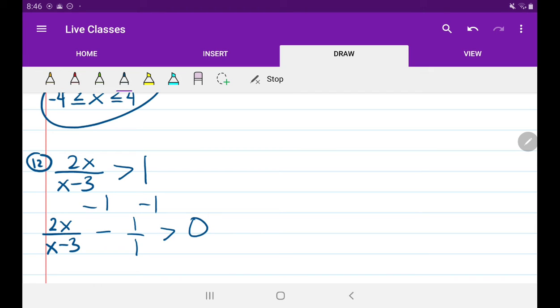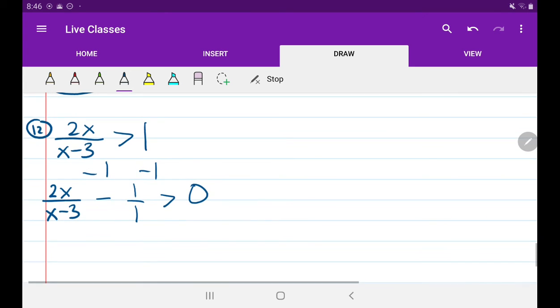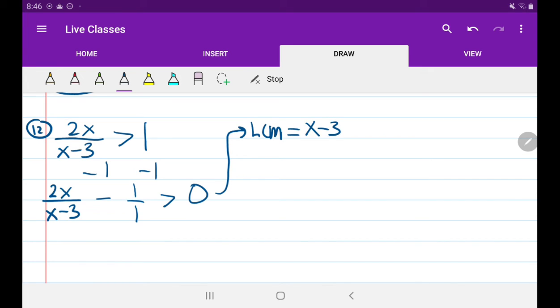Now, if we look at this, we could take this 1 over 1 and put it over our LCM, or our common denominator. And if we kick this up here, our LCM is just going to be x minus 3. So I'll have 2x over x minus 3 minus, and then I'll have x minus 3 over x minus 3, and this is greater than 0.